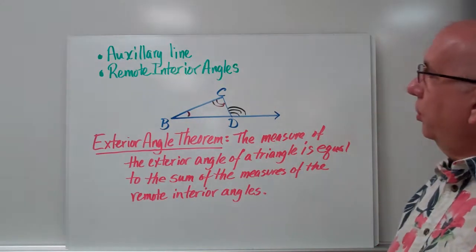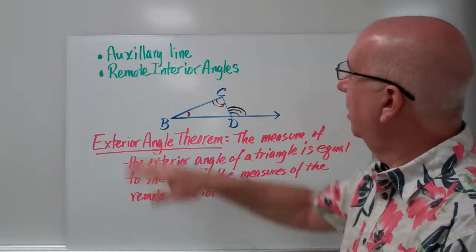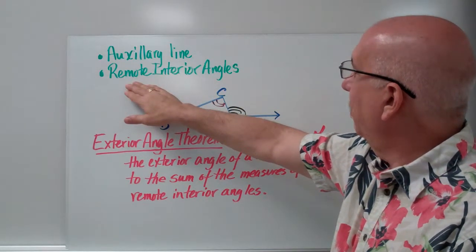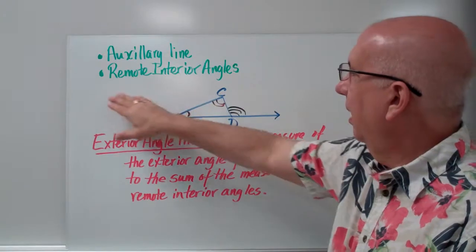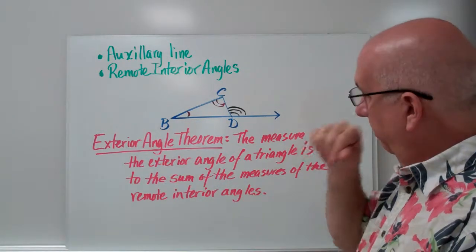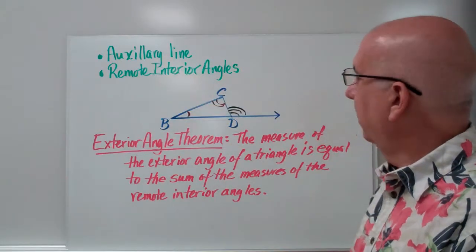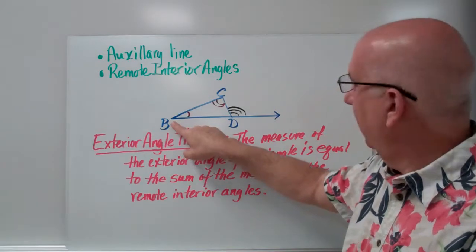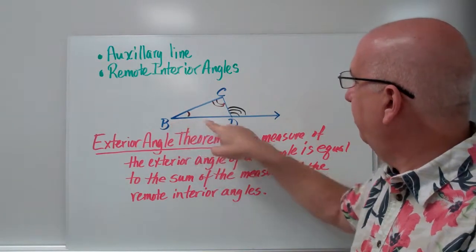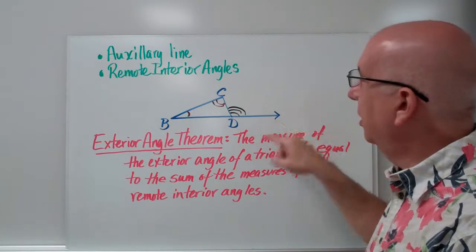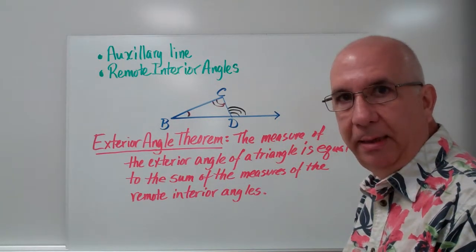We need to know two or three more terms. One is auxiliary line. One is remote interior angle. There should be a third one here, exterior angles. An auxiliary line is formed by extending the side of a triangle. In this case, I've extended side BD to the side over here. This extension is called an auxiliary line.